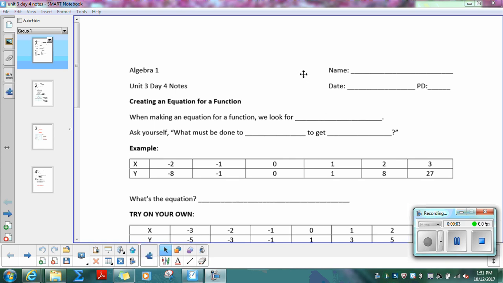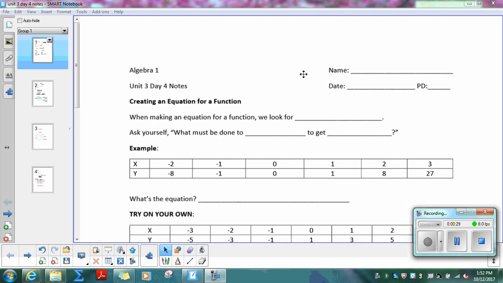Hello everybody, we are doing our last day of notes for Unit 3, and these notes are on how to create an equation for a function, as well as finding f of x, which basically means they give us the x or the y and we have to plug it in and find the other part of the ordered pair. So, let's go ahead and get started.